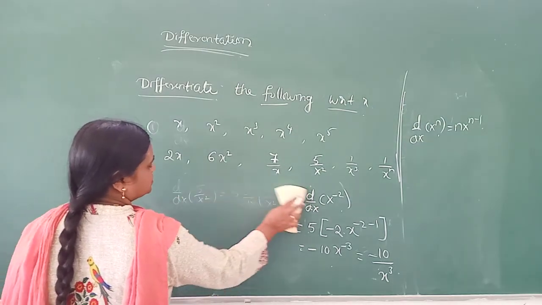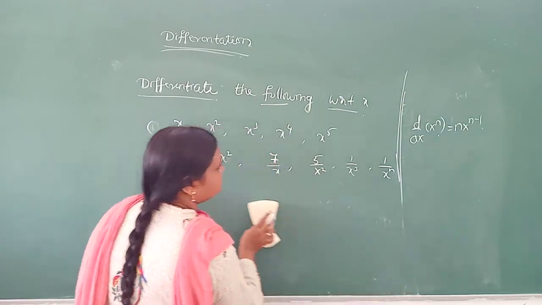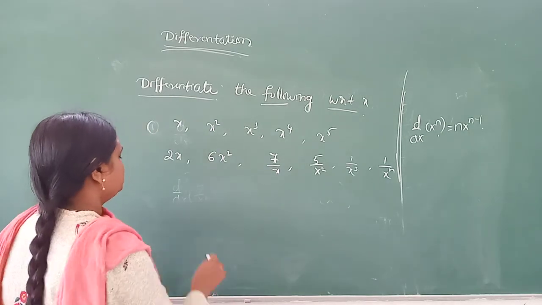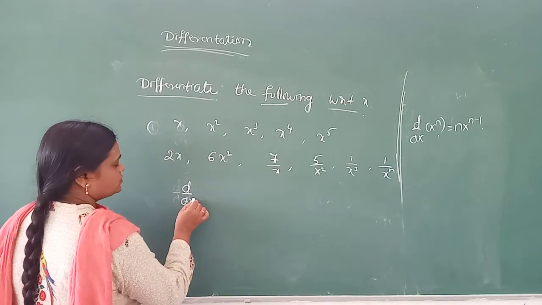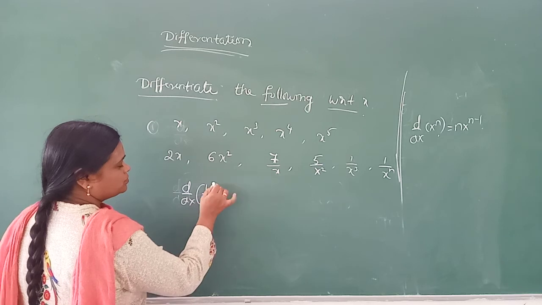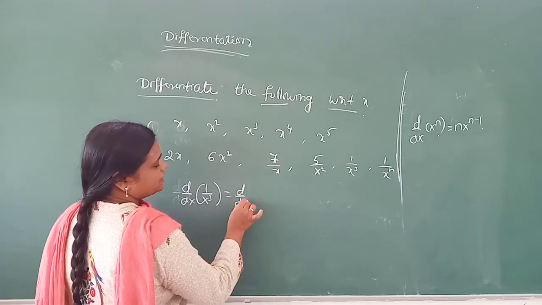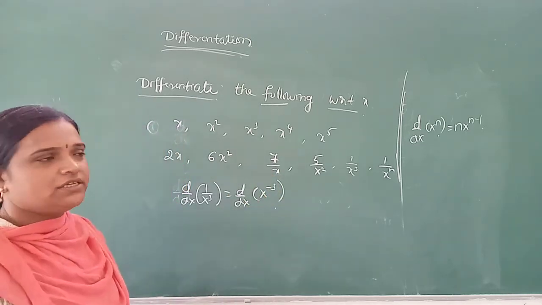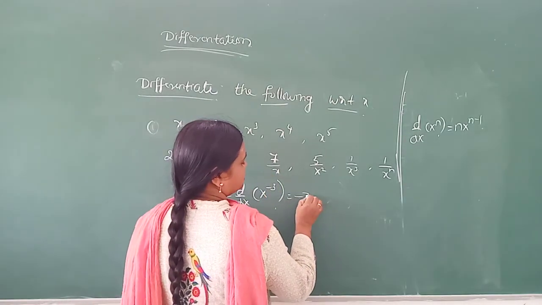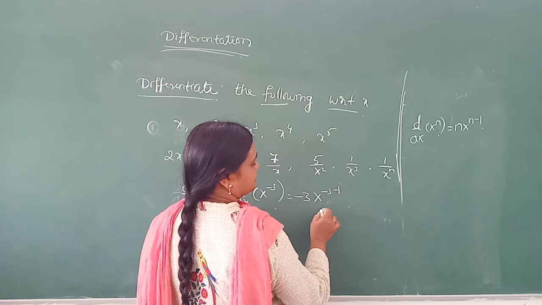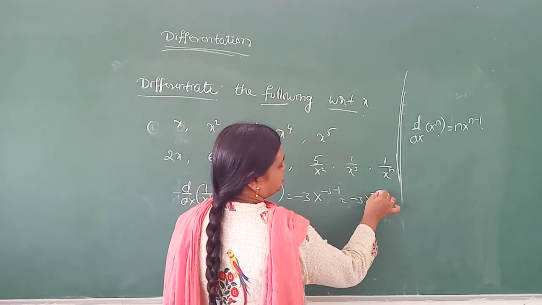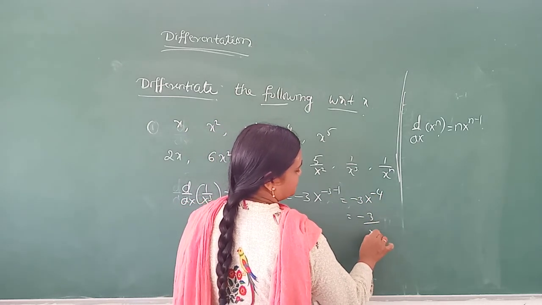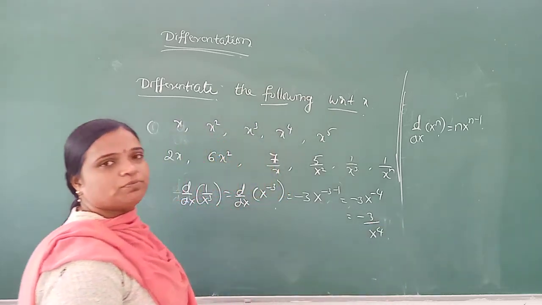Next example. Next example is d by dx of 1 by x cube. Means we can write d by dx of x to the power minus 3. Apply the formula. We get it is minus 3 x to the power minus 3 minus 1, means minus 3 x to the power minus 4. We can write that it is minus 3 by x to the power 4.